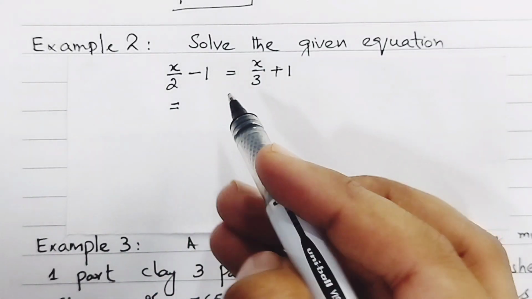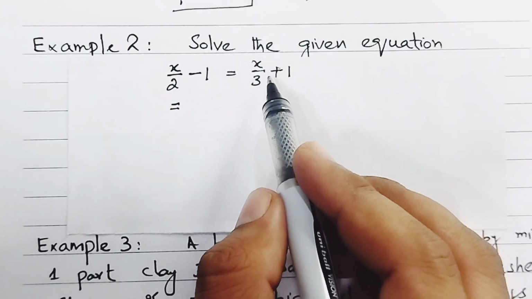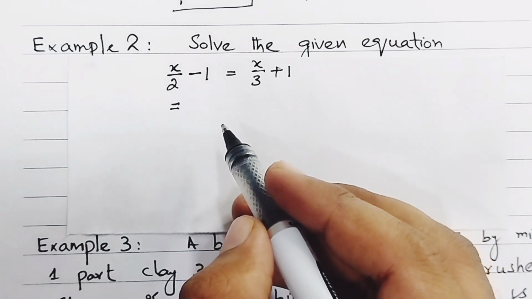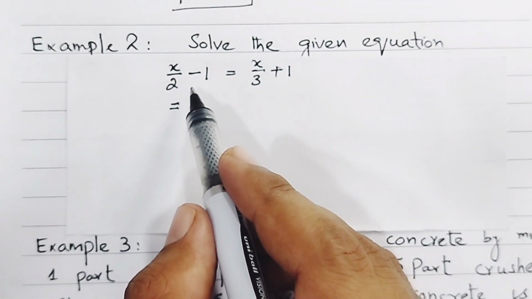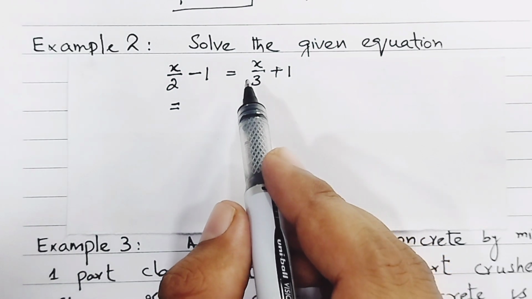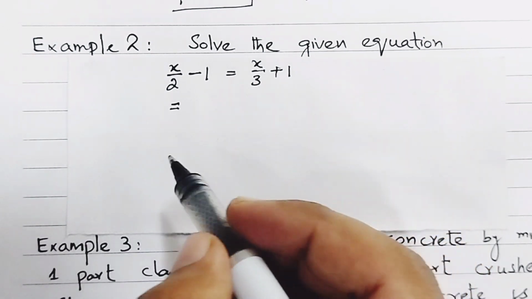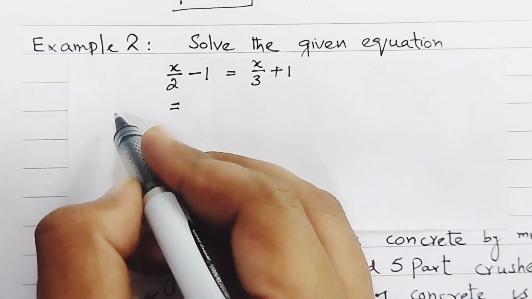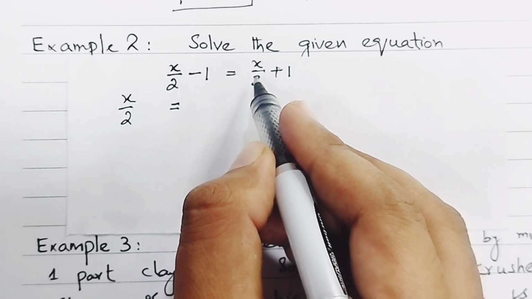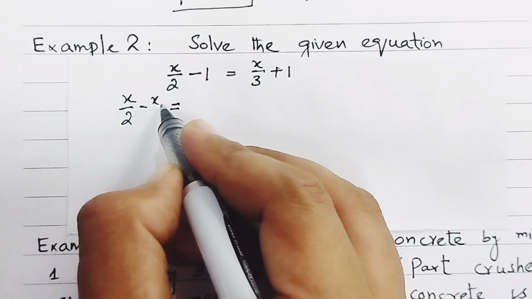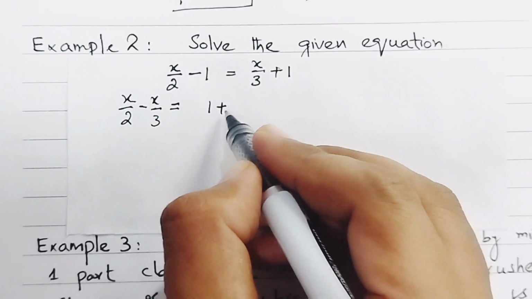Now dear students, we will solve example number 2. Solve the given equation: x over 2 minus 1 is equal to x over 3 plus 1. So we have a general principle that if a value is negative on this side, it will become positive on the other side, and if this value is positive on one side, it will become negative on the other side. So in this equation, x over 2 is positive here, so it will become negative on the opposite side, and 1 is negative, so it will become positive on the other side.